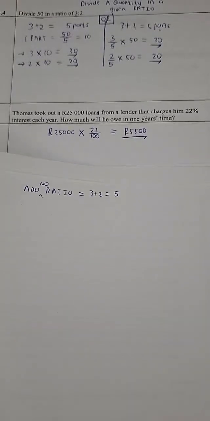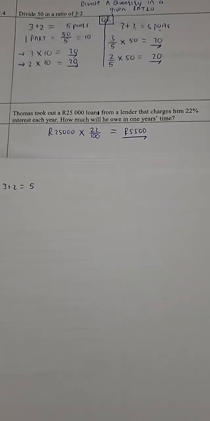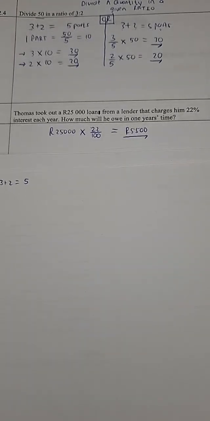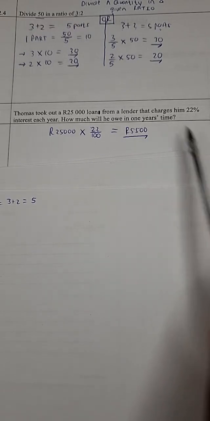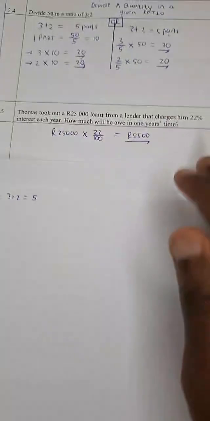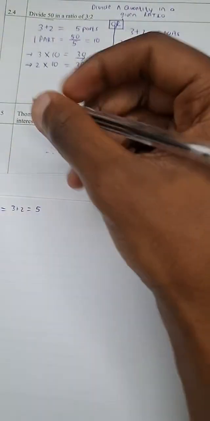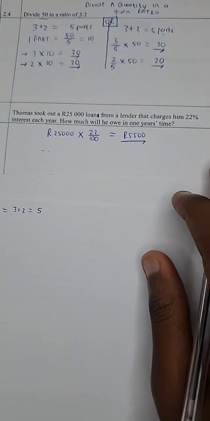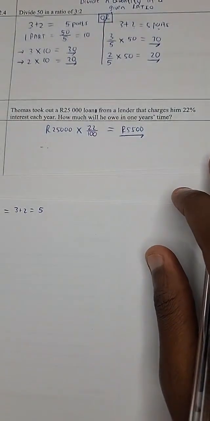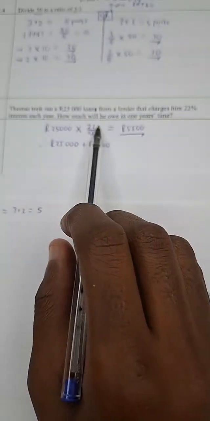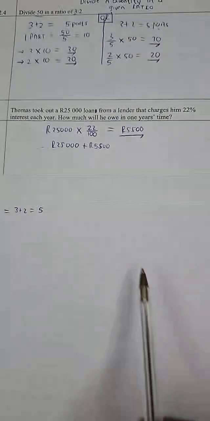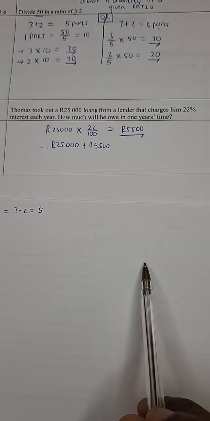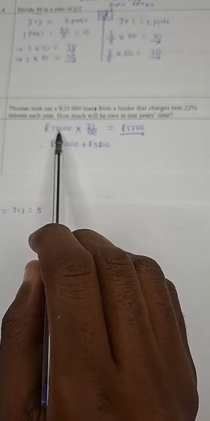Okay, so do we end right there with the 5,500? Or is there something that we ought to be doing? Because they are saying how much will he owe in 1 year's time. Then you conclude by actually taking, remember, that 5,500 because you were charged an interest of 22% of the 25,000.